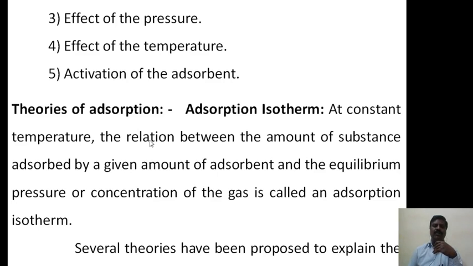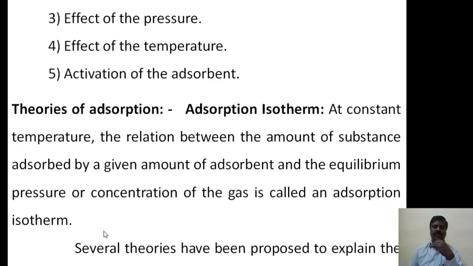Now come to the theories of adsorption. Adsorption isotherm: at constant temperature, the relation between the amount of substance adsorbed by a given amount of adsorbent and the equilibrium pressure or concentration of the gas is called an adsorption isotherm. Simply, adsorption isotherm means that at constant temperature, the relation between the amount of substance adsorbed by a given amount of adsorbent and the equilibrium pressure or concentration of the gas.